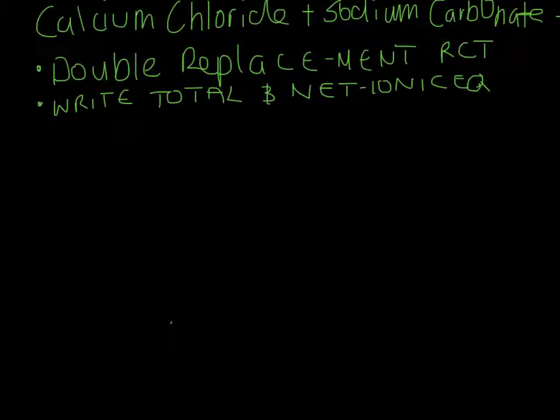Okay, so we have calcium chloride plus sodium carbonate, and it's a double replacement reaction, and we need to write a total and net ionic equation. First of all we need to find out what the other side of this equation is, what it's going to make. Because we know it's a double replacement reaction, let's put this in word form first.